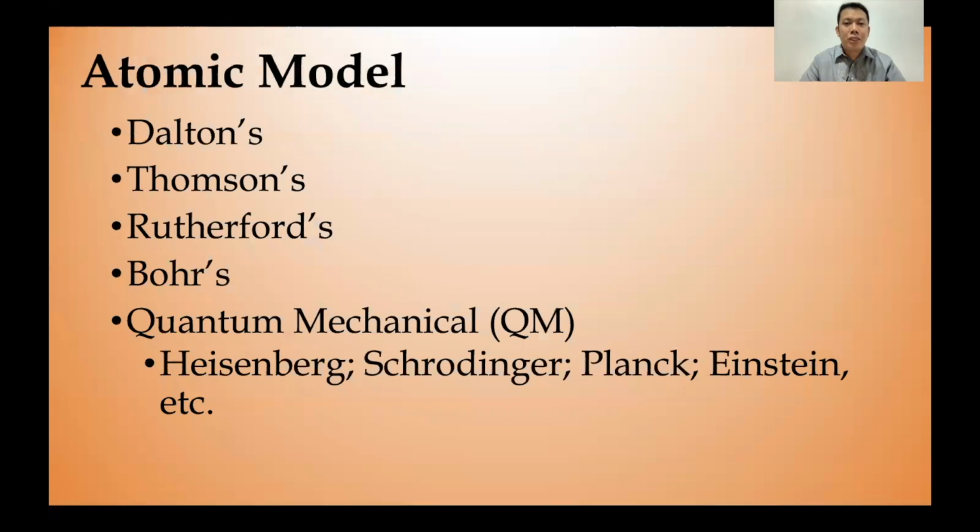All right, so let us now proceed to atomic models. There are a lot of atomic models, so we will no longer be presenting each one. These are the ones made by John Dalton, J.J. Thomson, Ernest Rutherford, and Niels Bohr. What we will be doing right now is to focus on the quantum mechanical model done by Heisenberg, Schrodinger, Planck, Einstein, and others. And that is the one concerned with the quantum numbers.